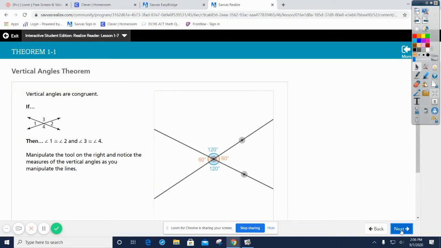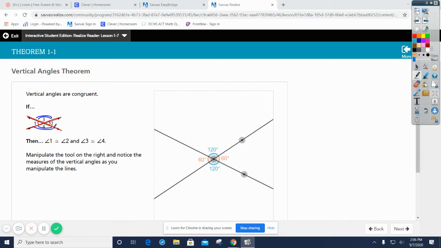So vertical angles, this is real simple. Not going to spend a lot of time on it, but remember, if you have two lines that cross, like this line here and this line here, they create four angles, and the angles that are opposite of each other are vertical, like angle 1 and angle 2 are vertical angles. The other set of vertical angles, I'll use a different color here, is angle 3 and angle 4 are vertical.